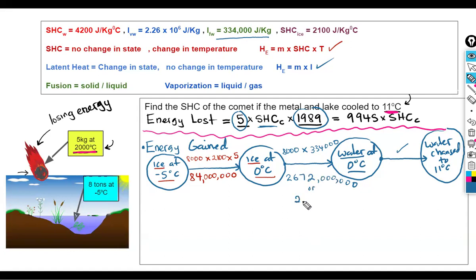Or 2.672 multiplied by 10 to the power 9. Right? So some calculators would have put it like this. Right?